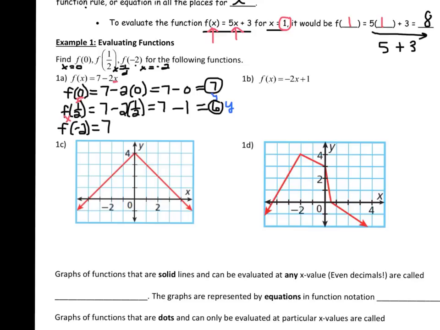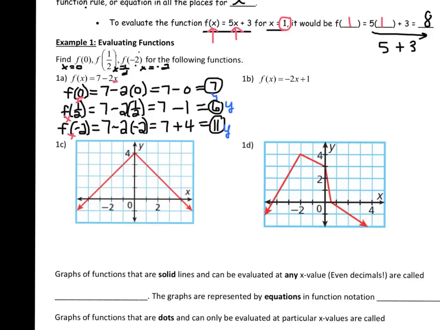So what happens when we plug -2 in for x? It goes right there inside parentheses. This is going to become 7 plus 4, because a negative times a negative is a positive, and that will equal 11. That means when x is -2, y is 11. So go ahead and you try the same ones, f of 0, f of 1/2, and f of -2 for 1b.